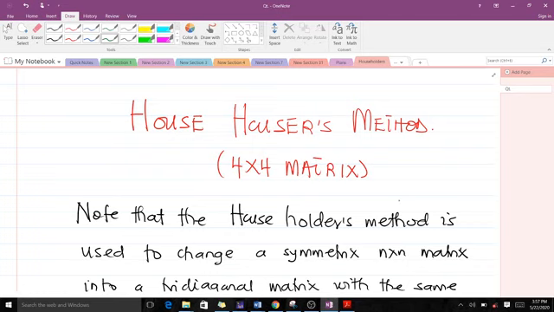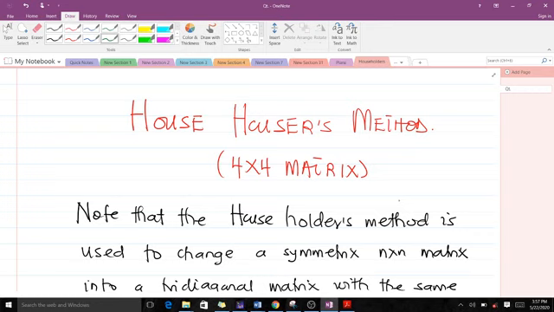So we have already discussed the householders method and the algorithm, and we solved an example using a 3x3 matrix. So today we want to upgrade to a 4x4 matrix. Before that, let's remind ourselves of certain things we learned.